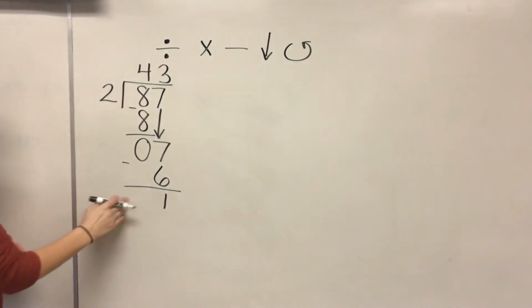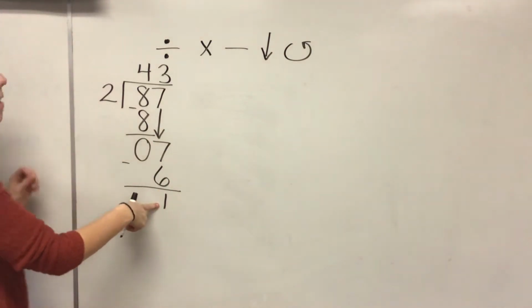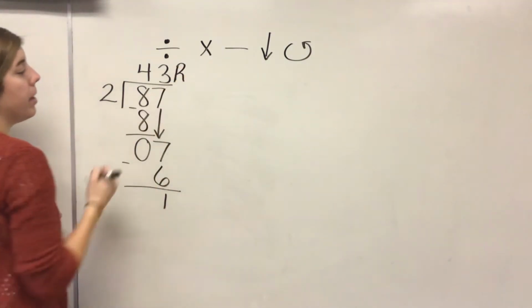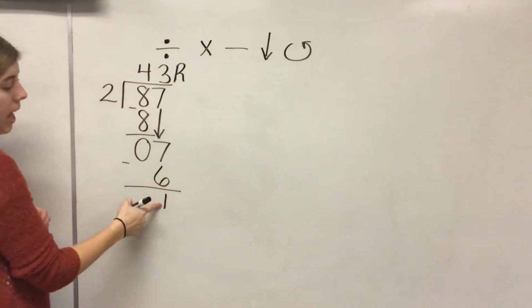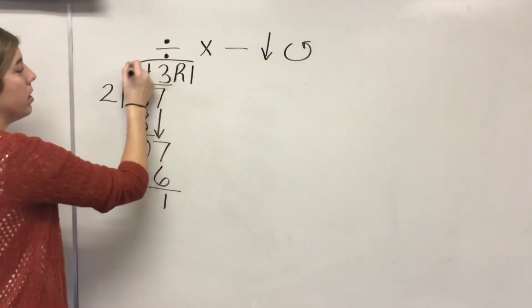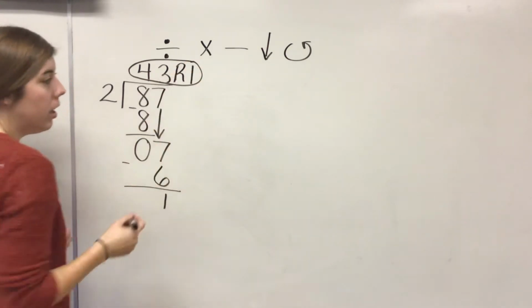But there's nothing else to bring down and I have something left over. We call that leftover a remainder. So to indicate that there's a remainder, we're going to put a capital R next to our quotient and write the number that we have remaining. So this is 43 remainder 1. Circle the quotient. Let's do one more.